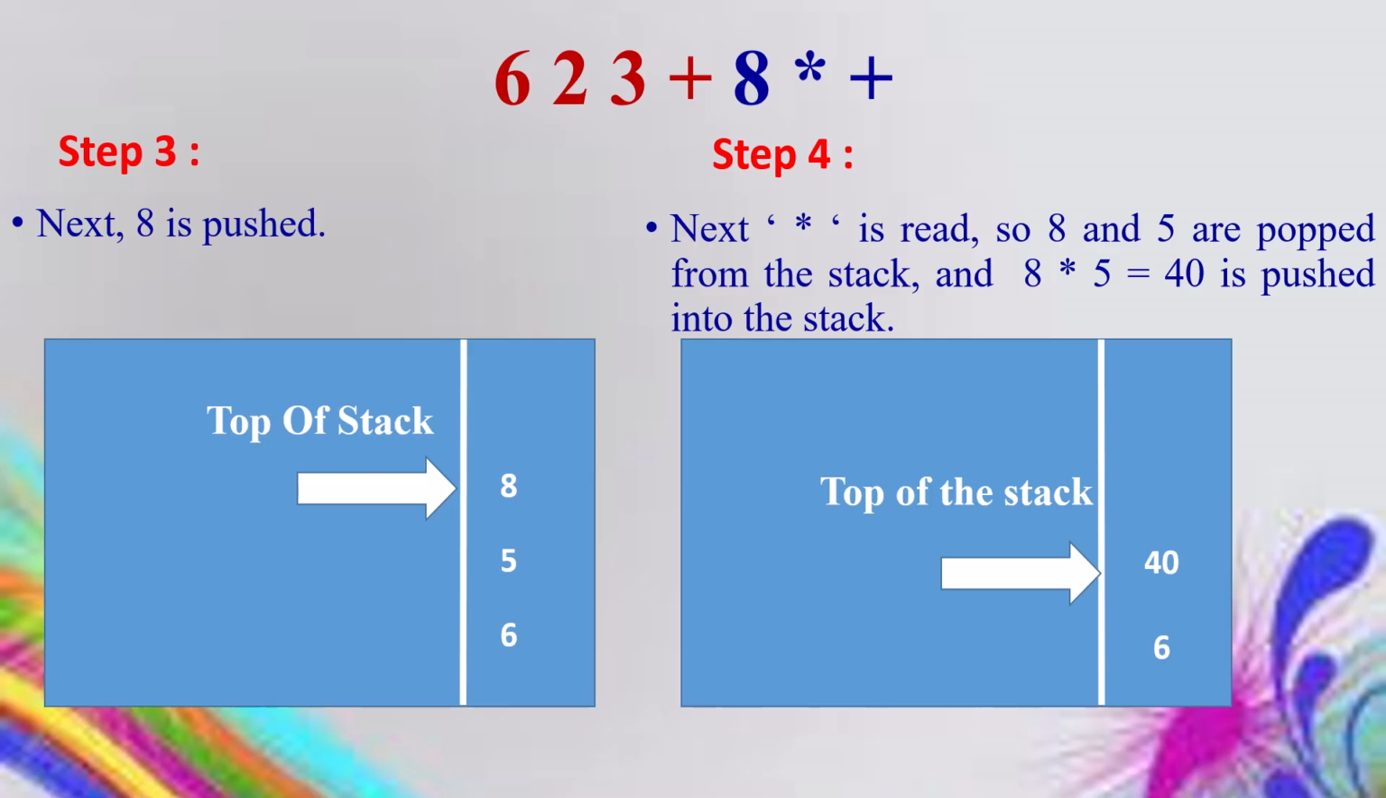Then we hit the multiplication symbol. So we pop 8 and 5 from the stack, multiply them to get 40 and push that back to the stack. Finally, we reach the other plus symbol. Pop 40 and 8, add them to get 46 and push it. Now the stack has just one value, 46, and that's our final answer. So the result of the expression is 46.